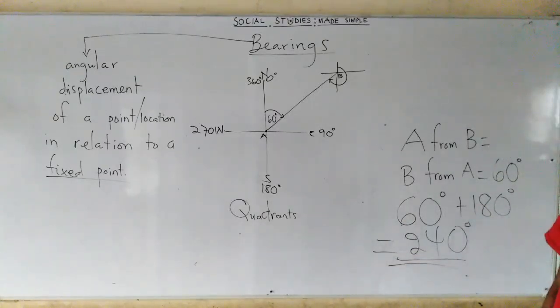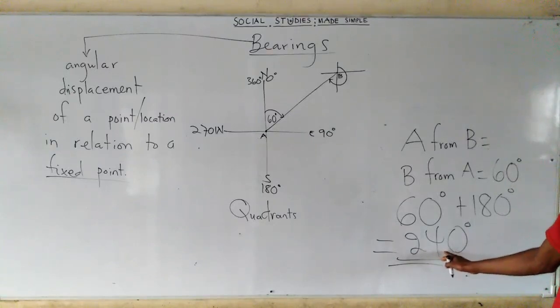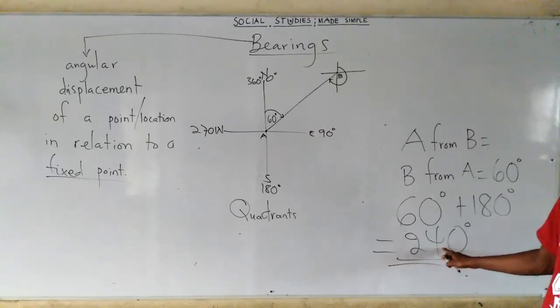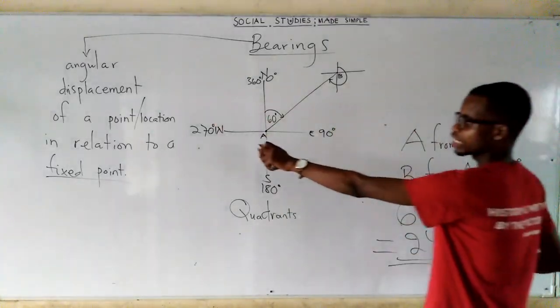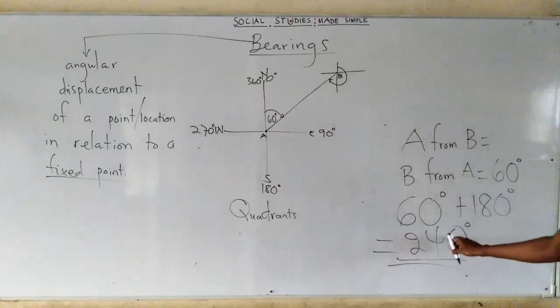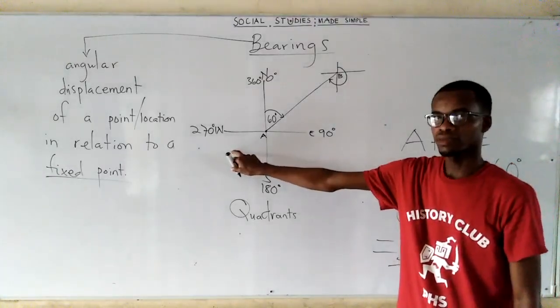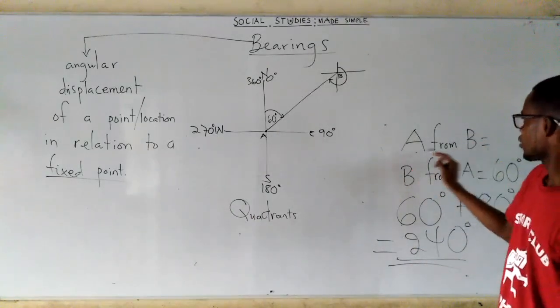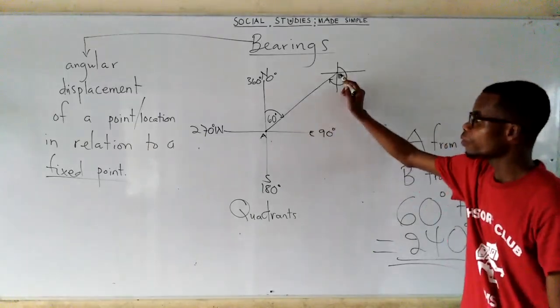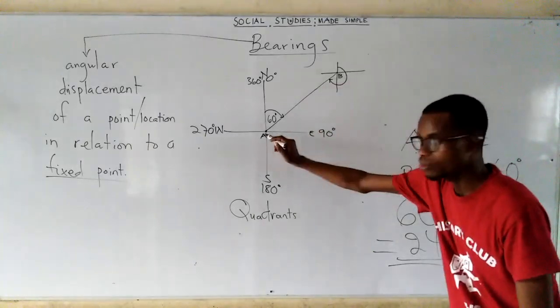How do you ensure that your answer is correct or verify that your answer is correct? Look at the 240 degrees. Go and look for the location. Is it in the first quadrant, second quadrant, or third quadrant? We said that if the angle is less than 270 degrees, then it means that it will fall in the third quadrant. So 240 should fall in the third quadrant because it is less than what? 270 degrees. Now look at B. A from B.